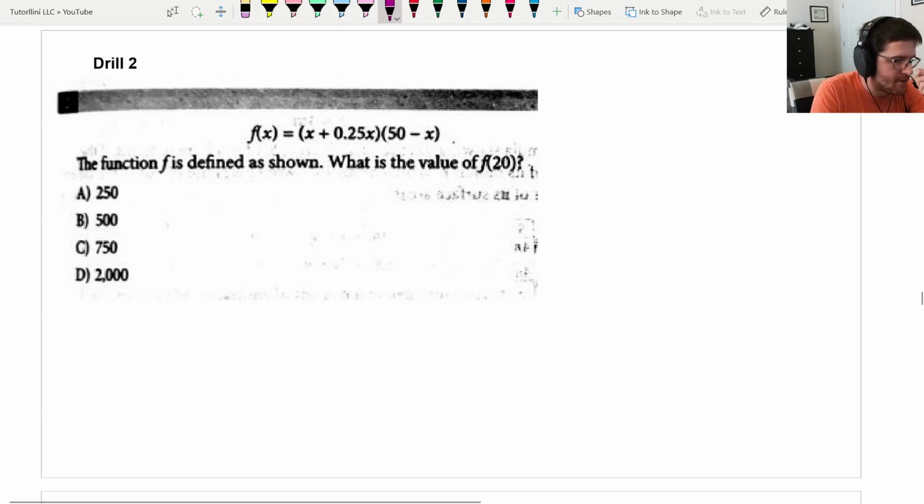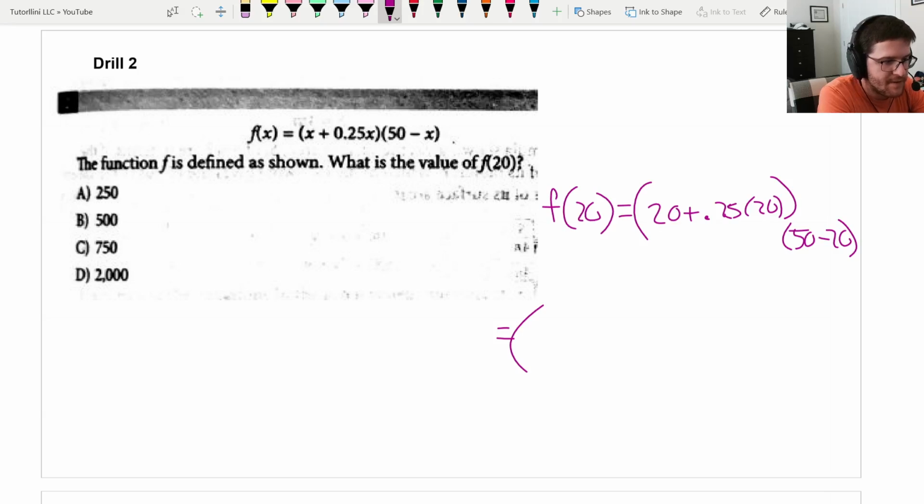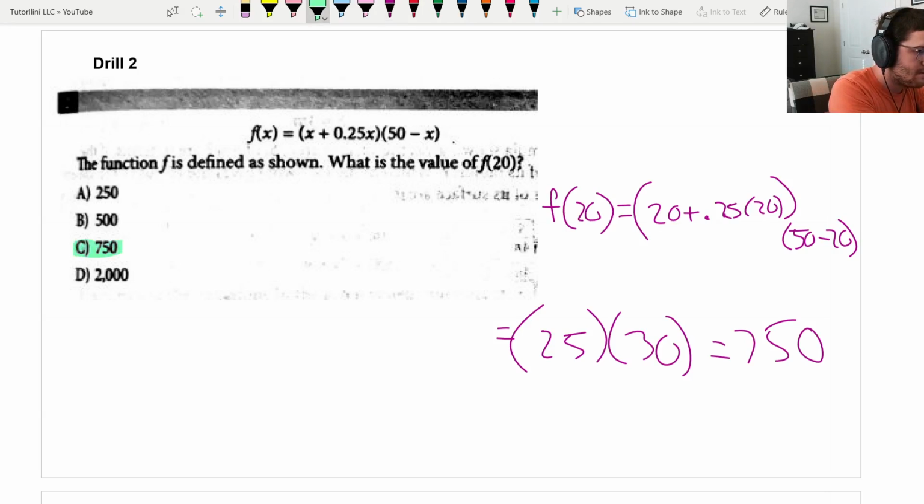Okay, for this one, f of 20, we're just going to make x 20. So f of 20 equals 20 plus 0.25 times 20, and then times 50 minus 20. So that's 1/4 times 20. That's 5. So 25 times 30, which is 750, which for drill 2 is answer choice C.